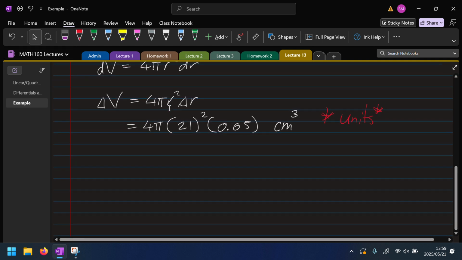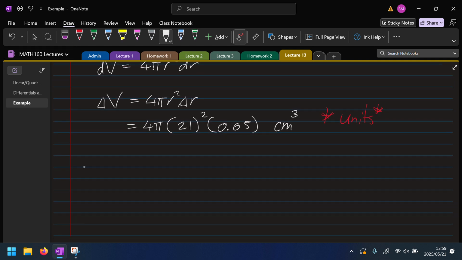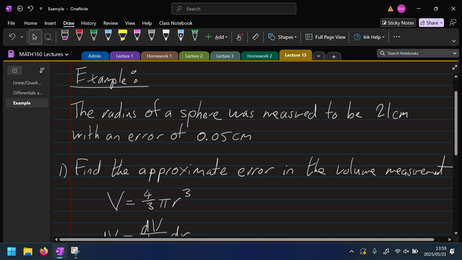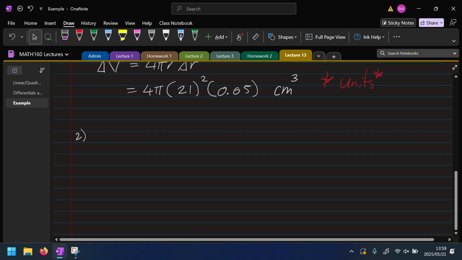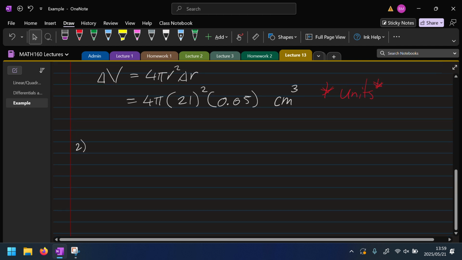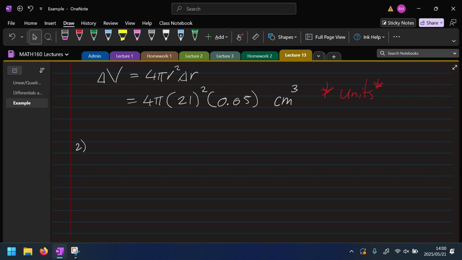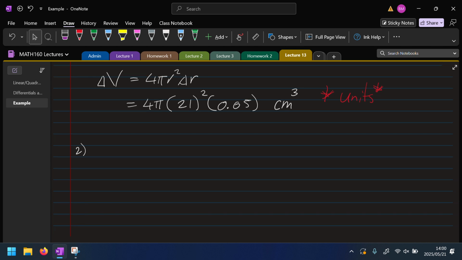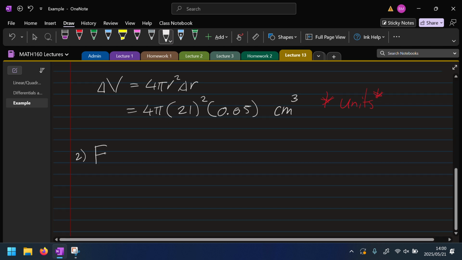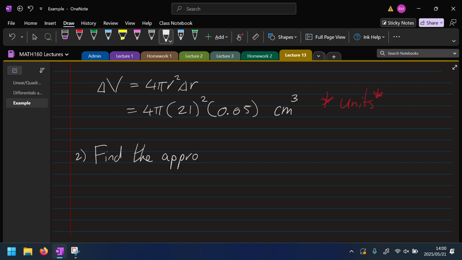Okay, so we got that. And then number 2. So this was part 1, find the approximate error. Number 2, find the approximate relative error. Have you done relative error in your physics pracs? No. Okay, so I'll write it out for you. Find the approximate relative error.